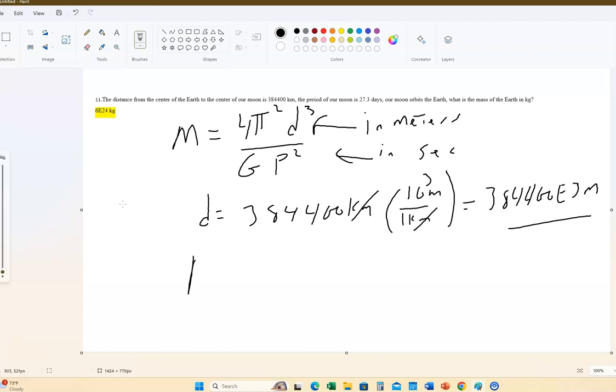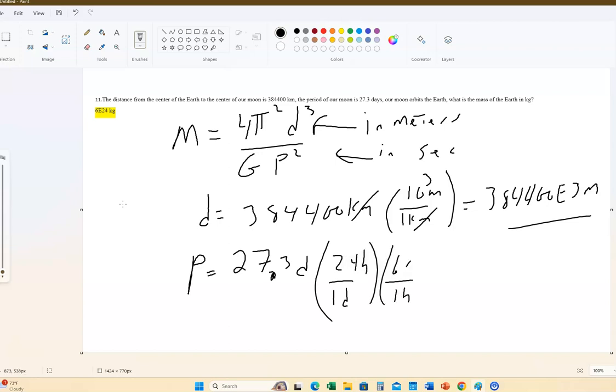Now I have to convert the period from days to seconds. All right, so that's pretty simple. 27.3 days. That's a decimal point, 0.3 days, and I just say, all right, in 1 day there are 24 hours. In 1 hour there's 60 minutes. Remember, use MIN for minutes. That's an N, sorry. And then in 1 minute, there are 60 seconds. All right, so here we go.